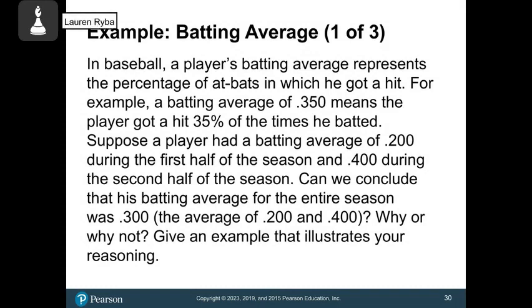So this last example is going to explain why we can't average two of these together. In baseball, a player's batting average represents the percentage of at bats in which he got a hit. For example, a batting average of .350 means that a player got a hit 35% of the time he batted. Suppose a player had a batting average of .200 during the first half of the season and .400 during the second half of the season. Can we conclude that his batting average for the entire season would be .300, given that that's the average of .200 and .400? Why or why not?